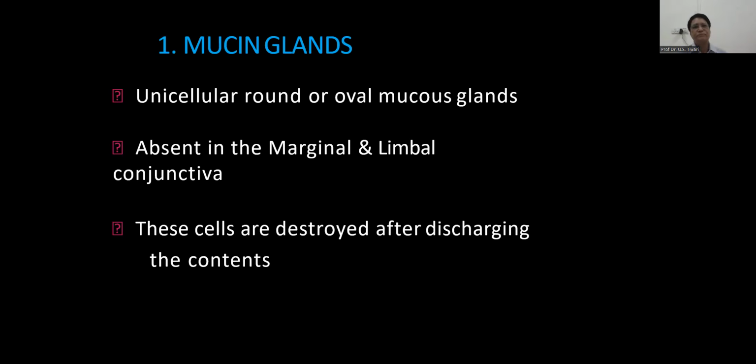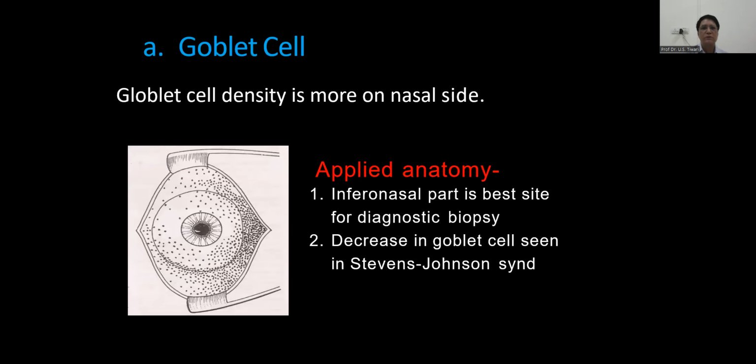All right. Mucin secreting glands are unicellular, round or oval mucus glands. They are absent in the margin and the limbal conjunctiva. So the zones of transition, that is the marginal zone and the limbal conjunctiva, are devoid of any mucin secreting glands. The mucin glands are destroyed after discharging their contents. So they have got a purpose.